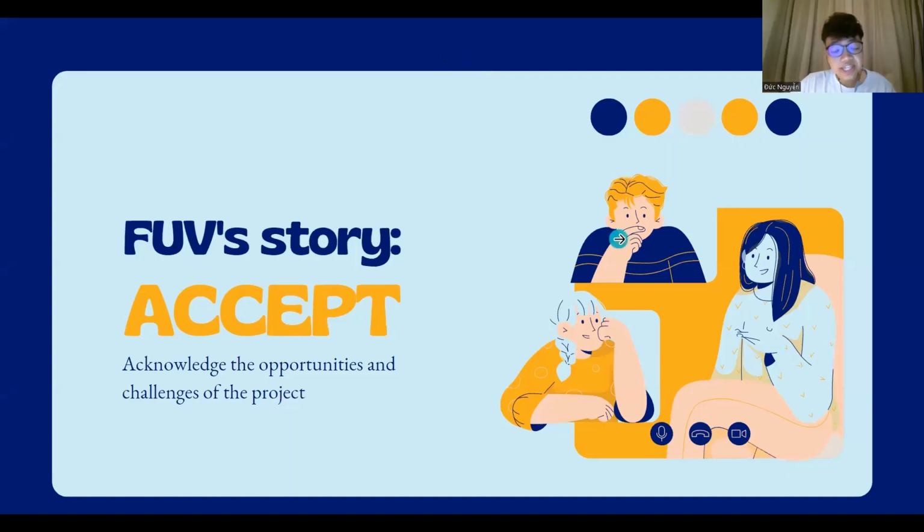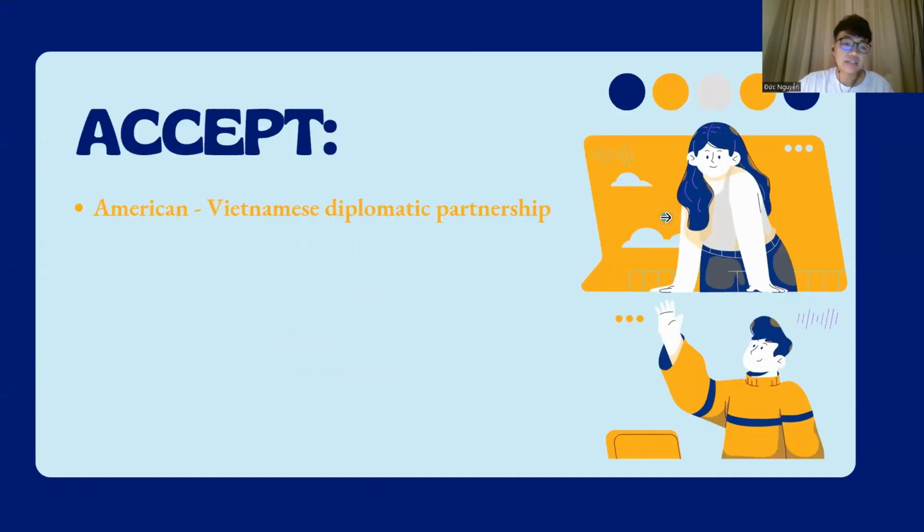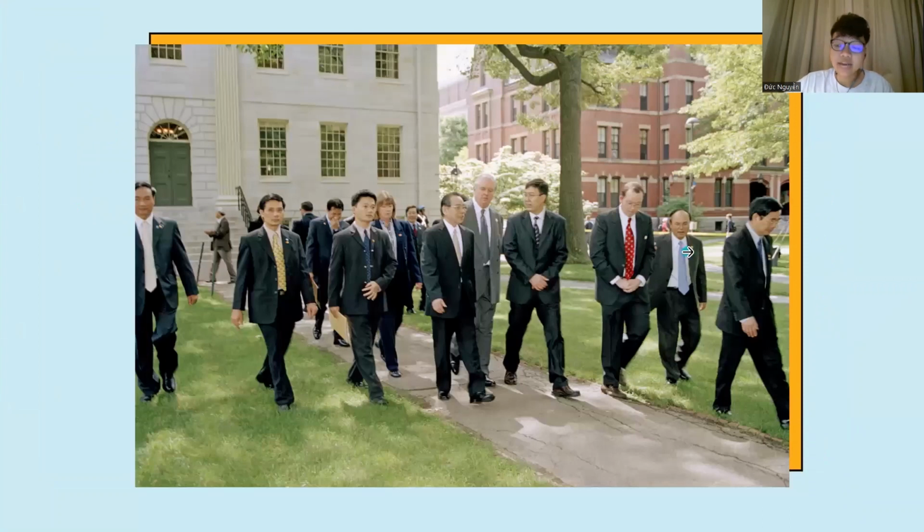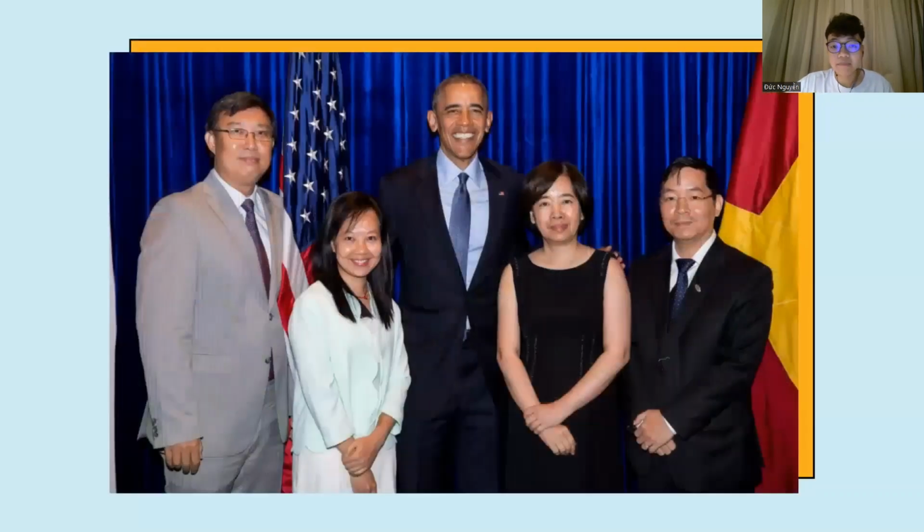So every successful design thinking story begins with accepting the strengths and weaknesses of your organization. For Fulbright, the first pillar that the organization is built on is the blooming American and Vietnamese partnership. The story of Fulbright itself started in 2005 with the request of the then Prime Minister of Vietnam to the President of Harvard University to help him build a truly world-class university in Vietnam. This request then ended with the opening of Fulbright University Vietnam 10 years later by President Barack Obama.